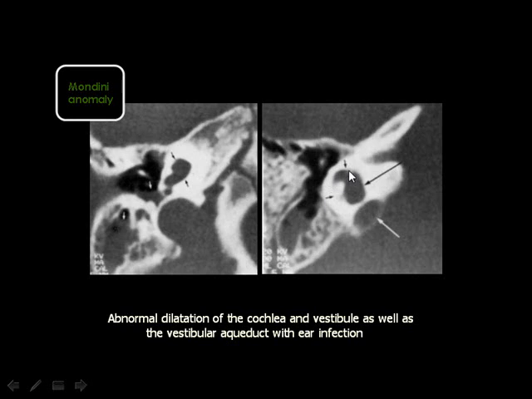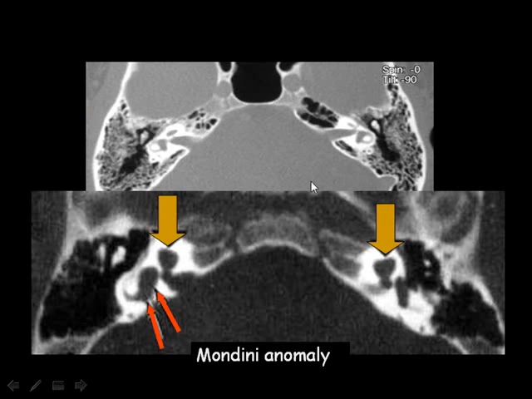This is the vestibule, which is markedly widened. Mondini actually refers to abnormalities of the cochlea, but these abnormalities can be associated with abnormalities in the vestibule as well as in the semicircular canals. Then this is the dome of the cochlea, which is normal, and this is the dome of the cochlea, which is markedly enlarged. This is the canal for the cochlear nerve, and you can see the dome of the cochlea is ballooned. Also, the vestibule here is widened, but the vestibule here is normal.